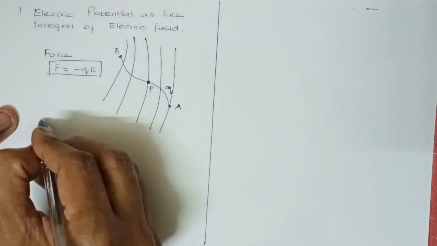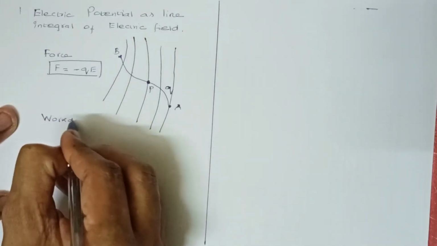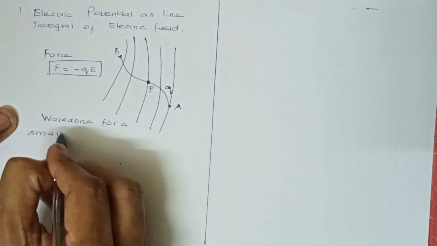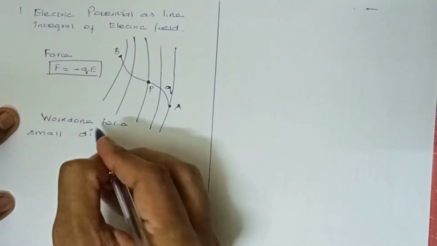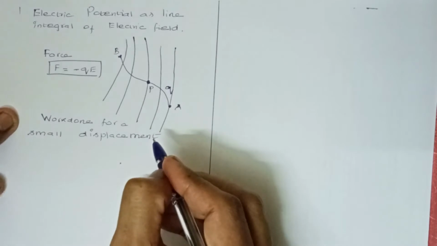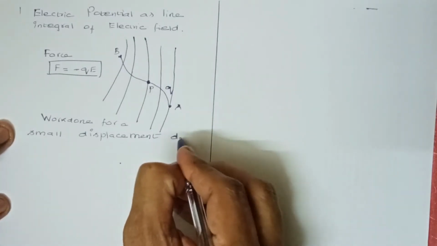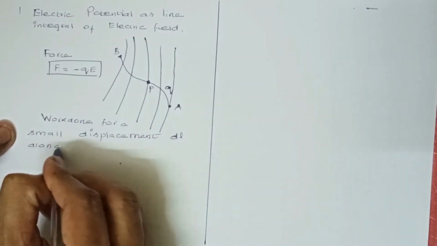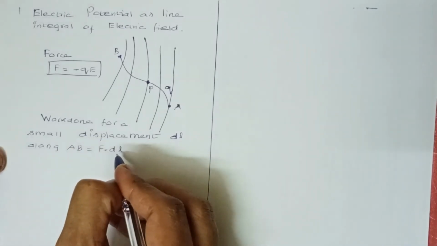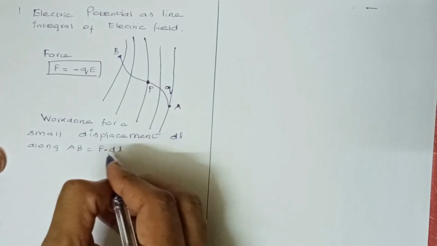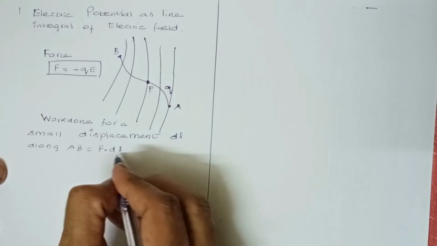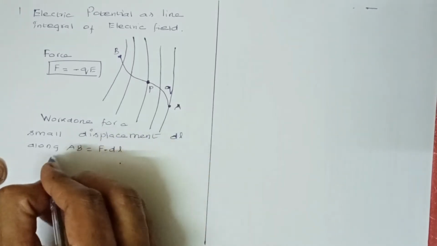So how much work is done? The work done for a small displacement dl along AB is equal to F dot dl. You know that F dot ds is the displacement, so F dot dl is the line integral. Here dl is the small displacement in length.